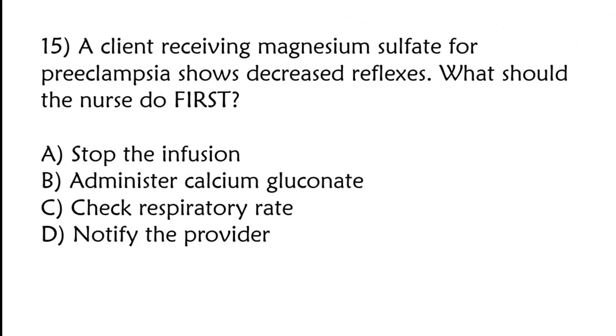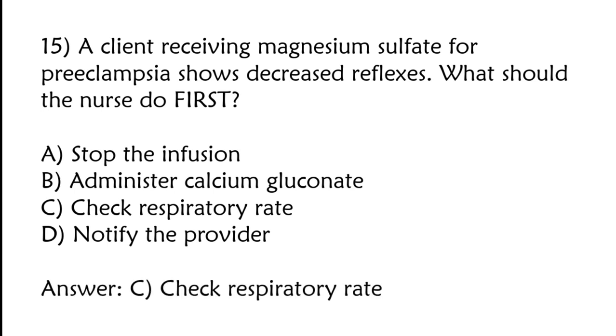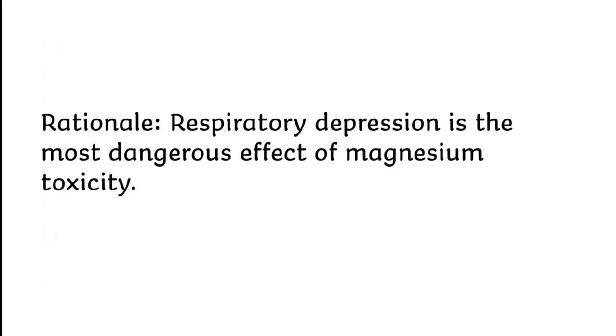A client receiving magnesium sulfate for preeclampsia shows decreased reflexes. What should the nurse do first? Correct answer is C. Check respiratory rate. Rationale: respiratory depression is the most dangerous effect of magnesium toxicity.